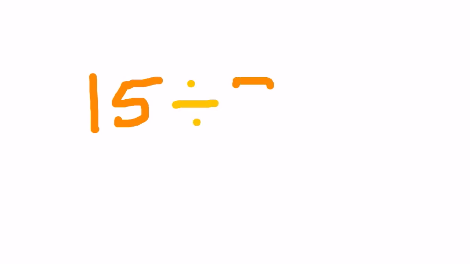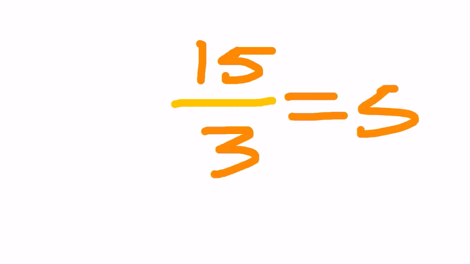The third letter is a D, and it stands for division. Now I'm sure you all know what division is. For example, 15 divided by 3 equals 5. So this operation will be done after you do brackets and exponents.